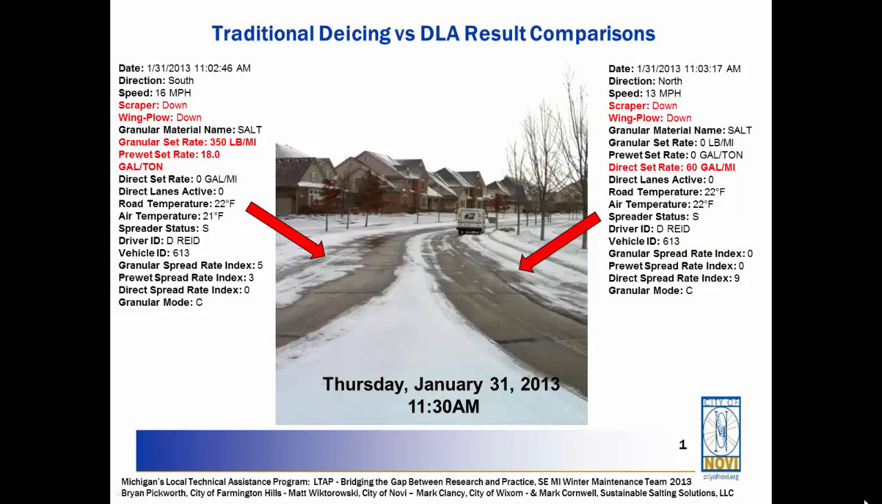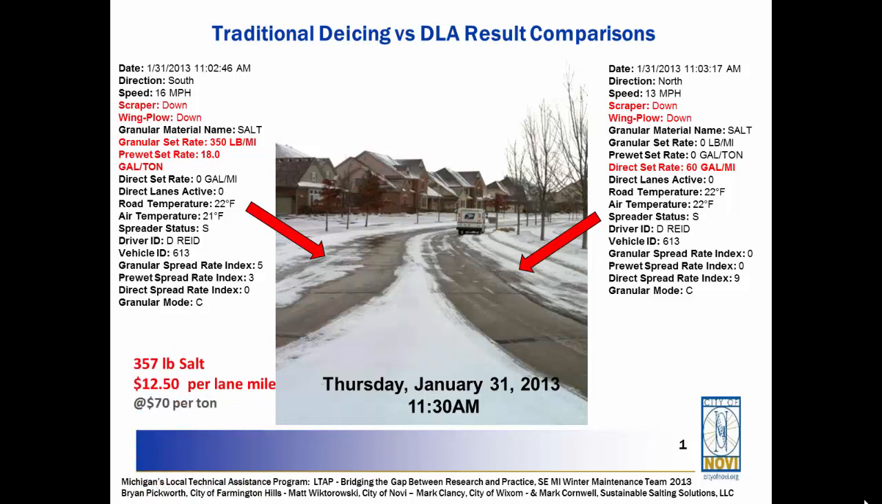In this last illustration, both sides of the street have been plowed first. The pavement temperature is 22 degrees Fahrenheit. On the left, plowing is followed by salting with pre-wet salt at 350 pounds per lane mile. On the right, plowing is followed by a DLA of salt brine at 60 gallons per lane mile. The results shown here 30 minutes later are relatively similar, but the difference is in the amount of salt used and the cost.